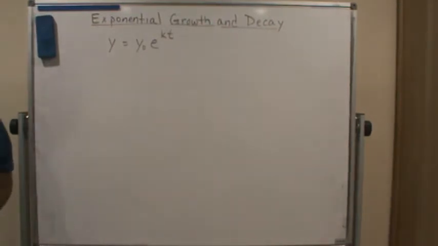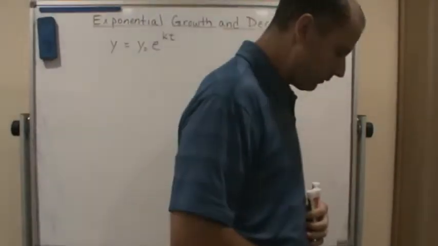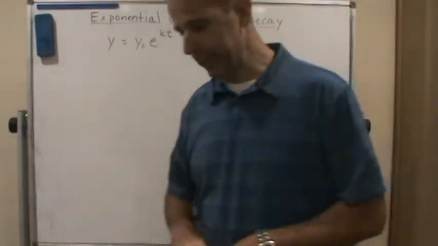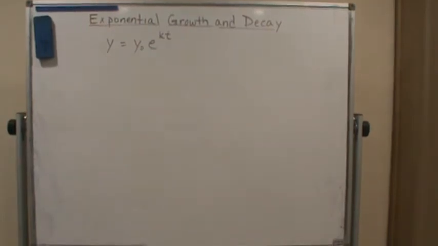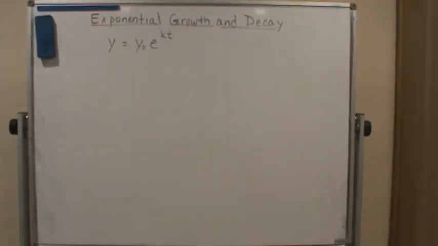Now, functions like these show up quite a bit in natural sciences. You've got growth functions of animals, bacteria, you name it. And then you've got decay functions that come up, for example, in radioactive decay, things like that.